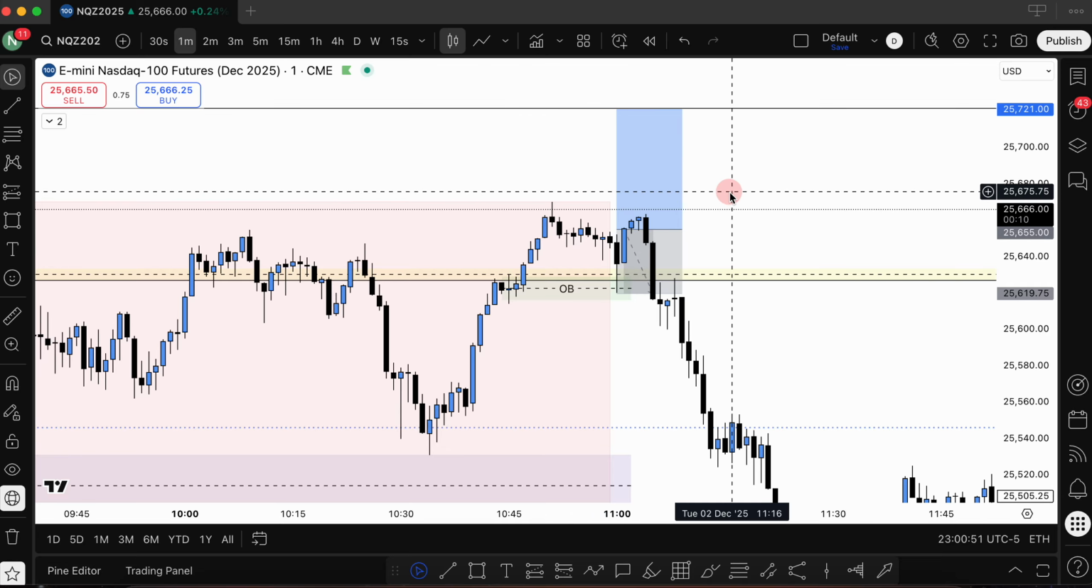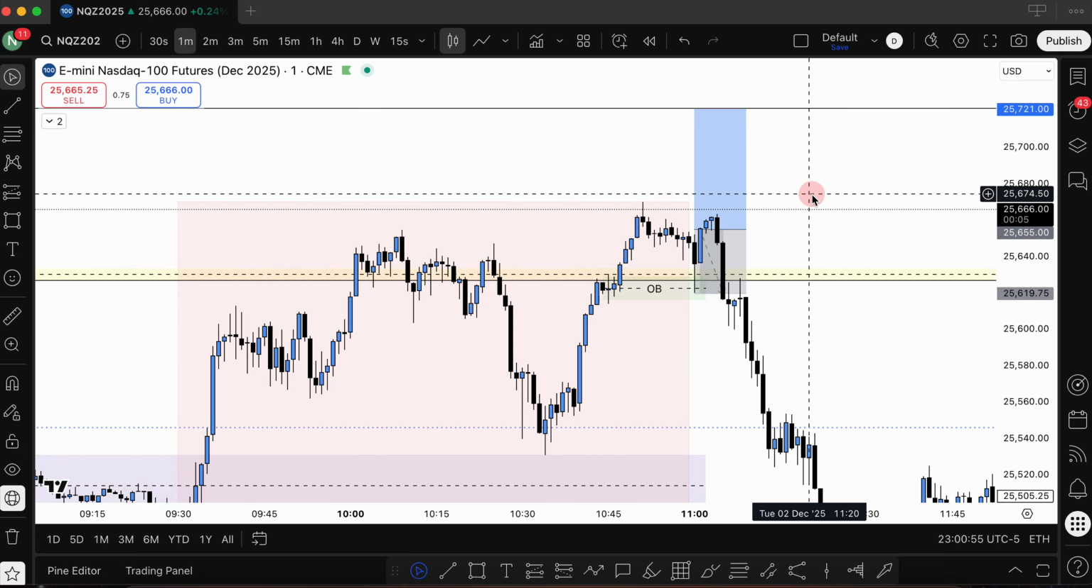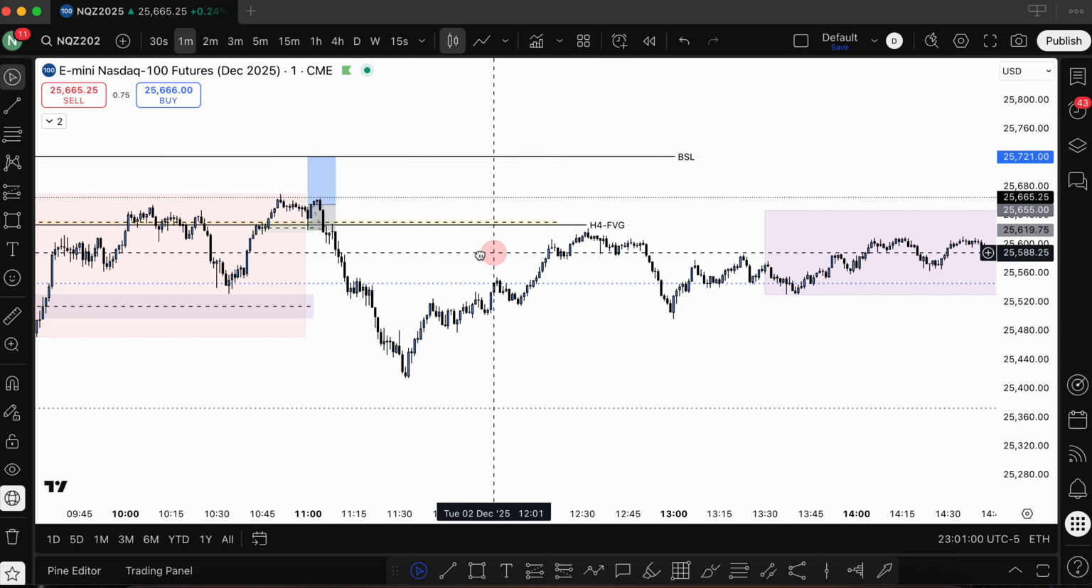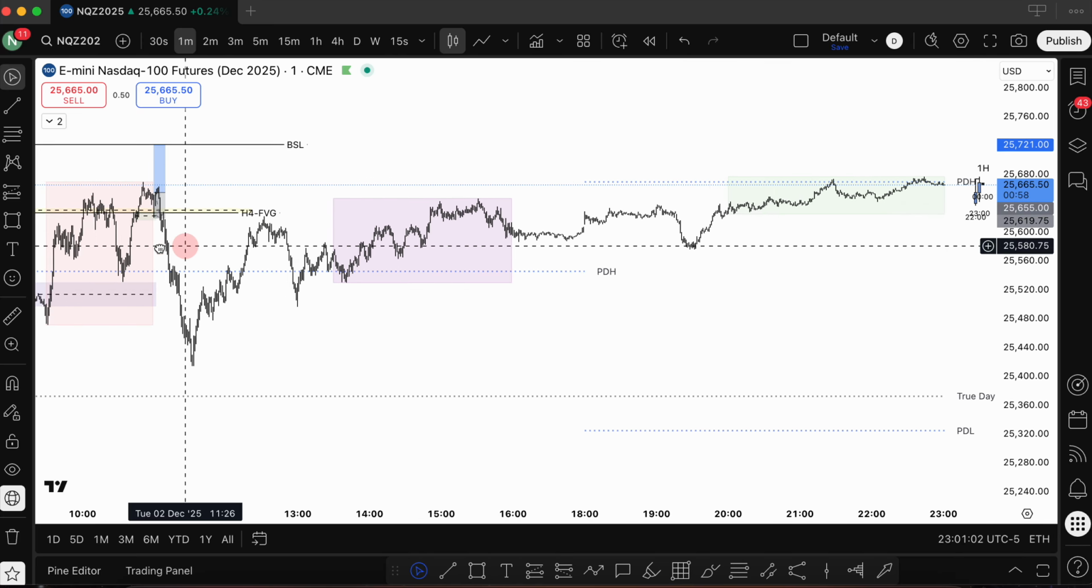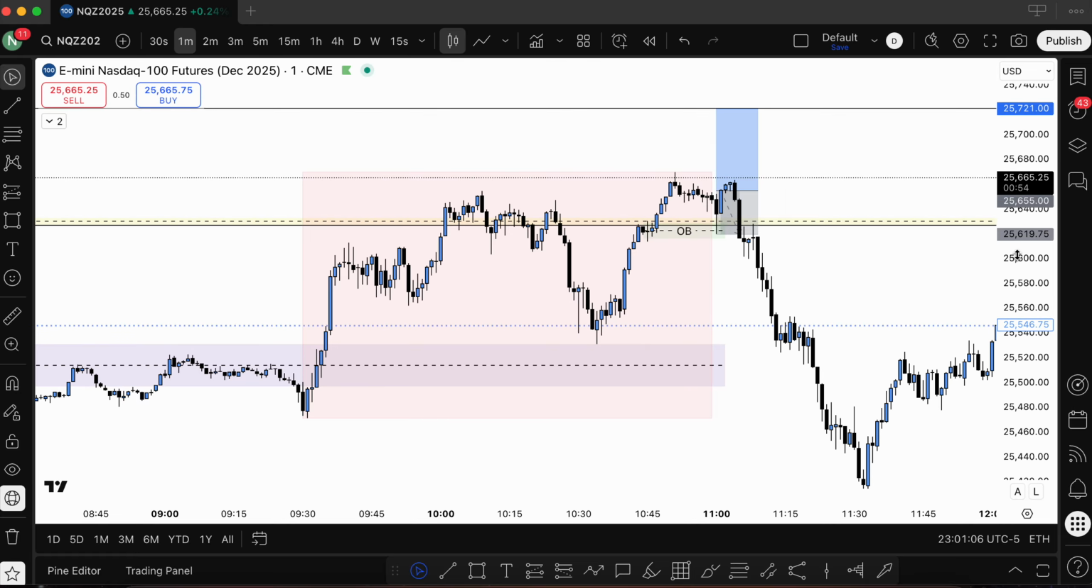As soon as we entered, it kind of lost steam and then went straight to the stop loss, because clearly the market had a different idea for the day, and then it kind of started ranging after that.